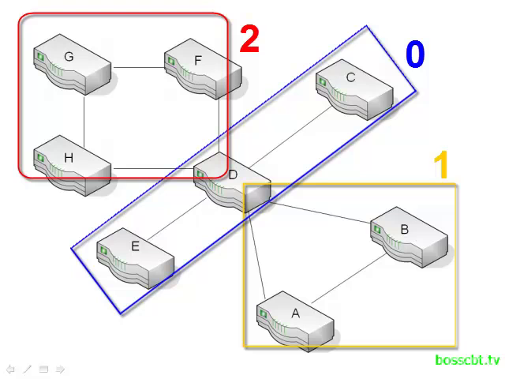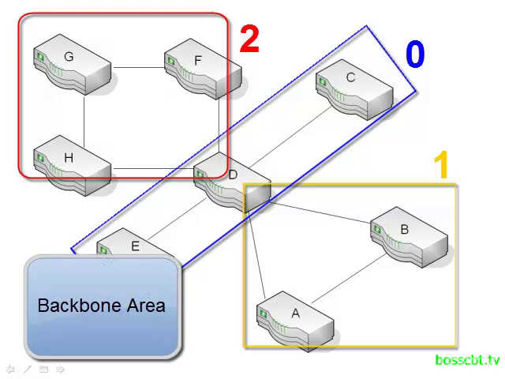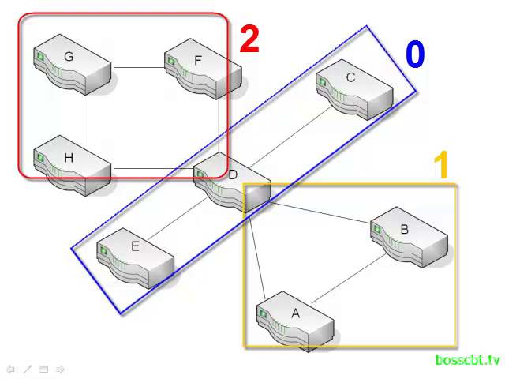Now, of these three areas, area zero has special meaning. This is often called the backbone area, and area zero is the area to which all other areas must connect. So area one and area two have to have a connection to area zero. If we were to add a new area, it would somehow have to connect to area zero. This is the backbone.